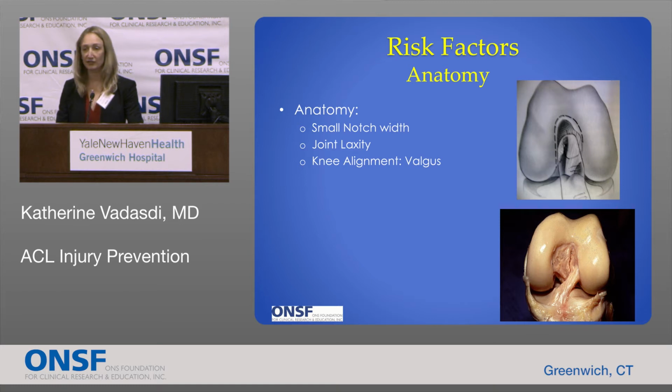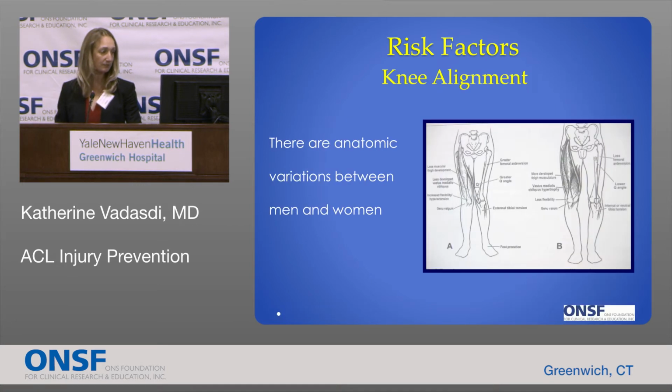Looking at some of those risk factors, the anatomy, that notch right where the ACL sits in the middle, does tend to be smaller in females. And so that places it at a slightly higher risk. If an athlete tends to be pretty loose jointed, that's another risk factor. And then valgus knee, where that knee is knock-kneed, is a high risk for having ACL injuries.